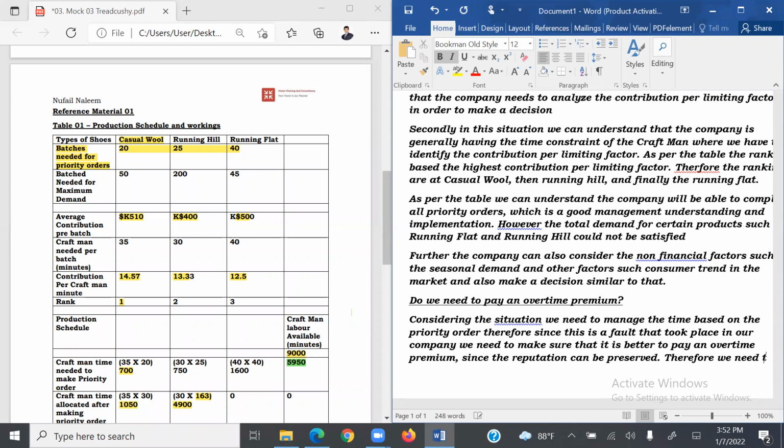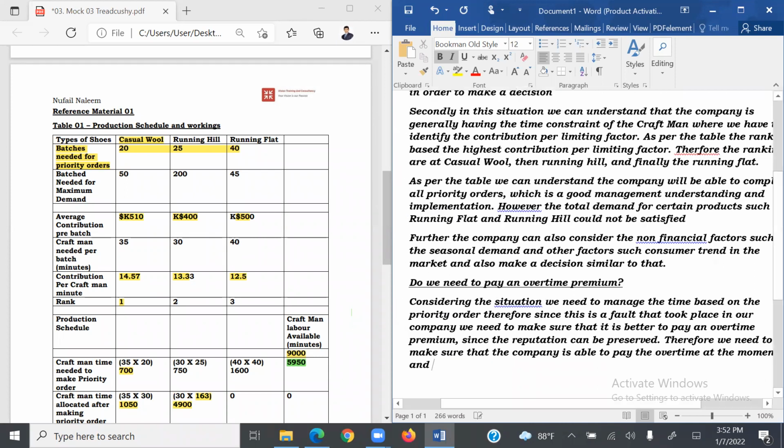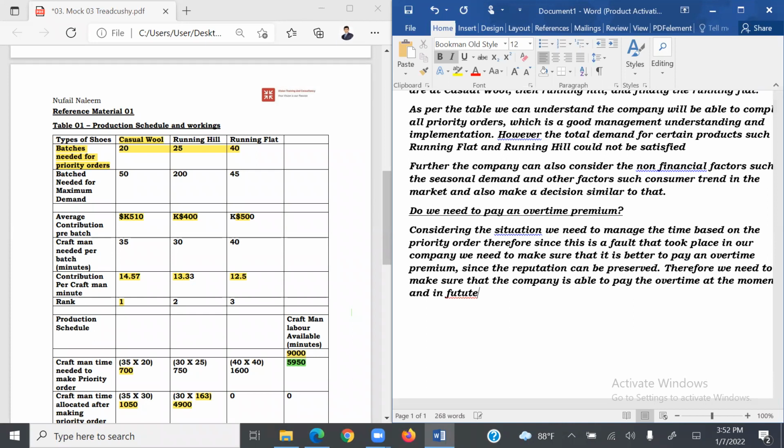Therefore, we need to make sure that the company is able to pay the overtime at the moment, and in future they can prevent such incidents. Full stop. Students, I believe that is very clear for you. Thank you very much. So students, it is very clear in that point of view.